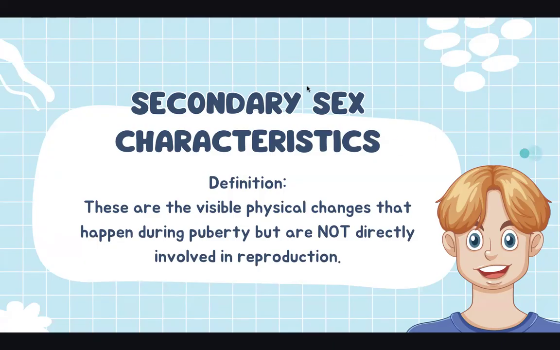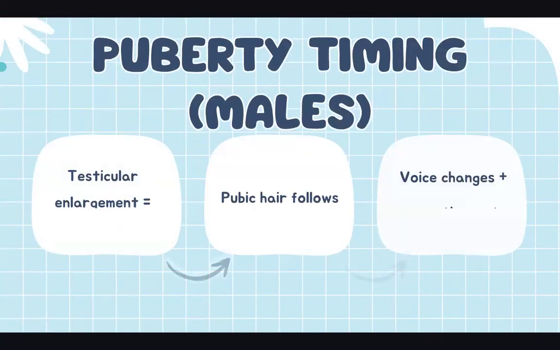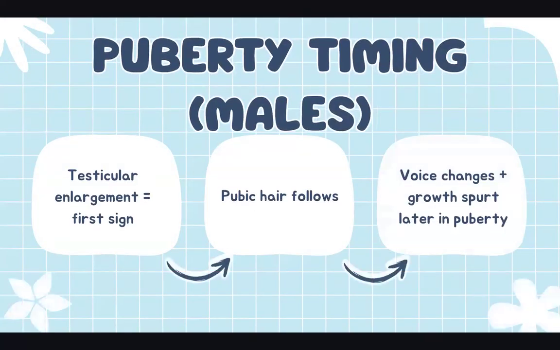There's different timings, obviously, between males and females. Breast budding is the first sign for females. Then they're going to get pubic hair, and then they'll get their period about 2 years after development of breasts. All right, and then in males, they'll get testicular enlargement as the first sign. Then they'll get their pubic hair, and then their voice will start changing, and then they'll get growth spurts. But that happens a little bit later in puberty.